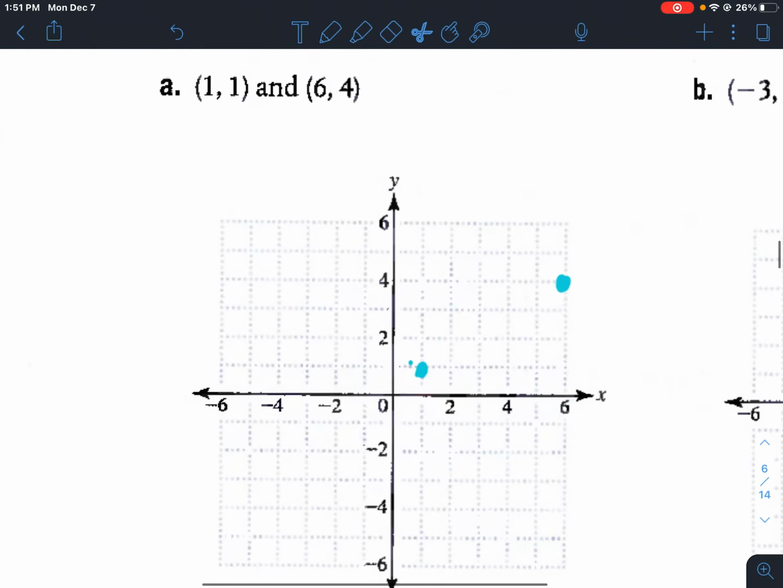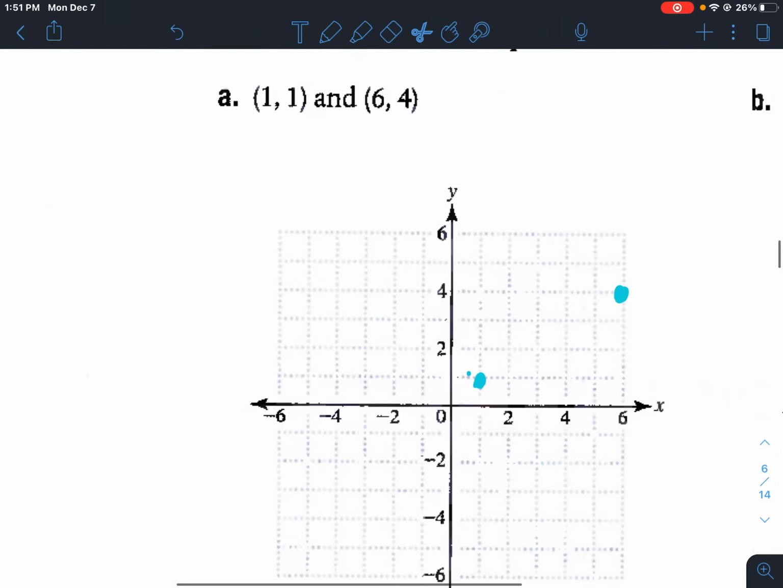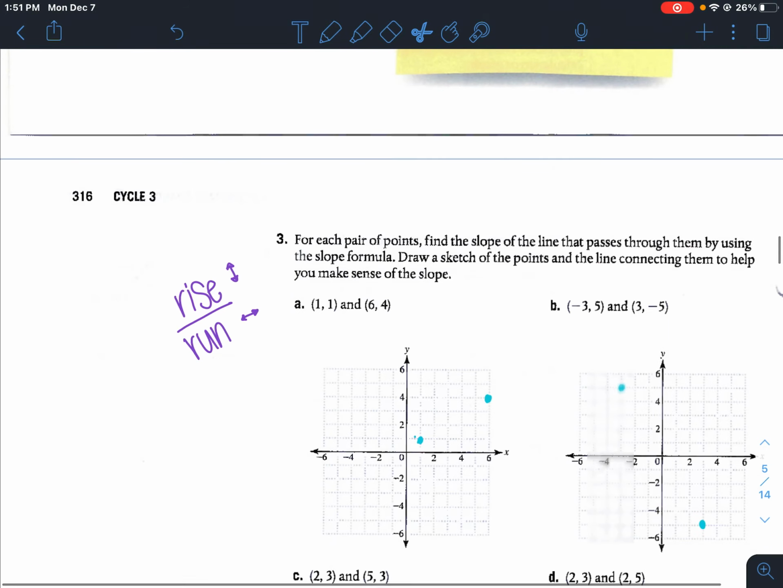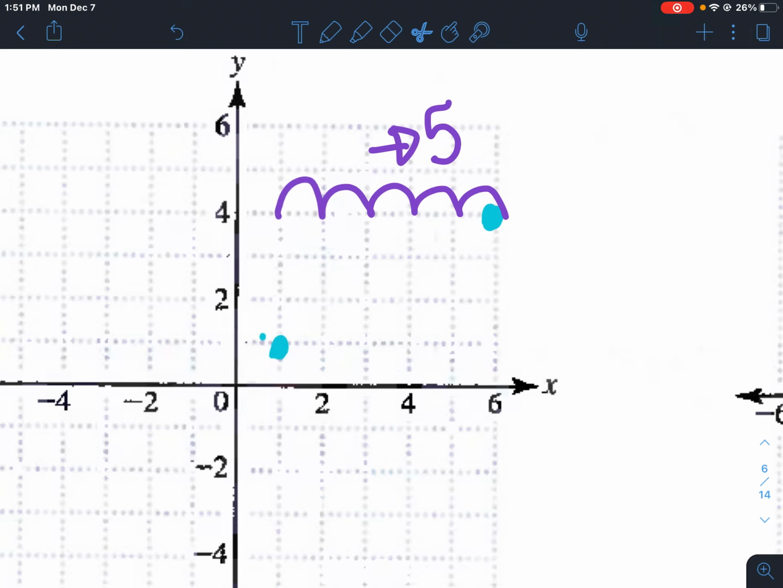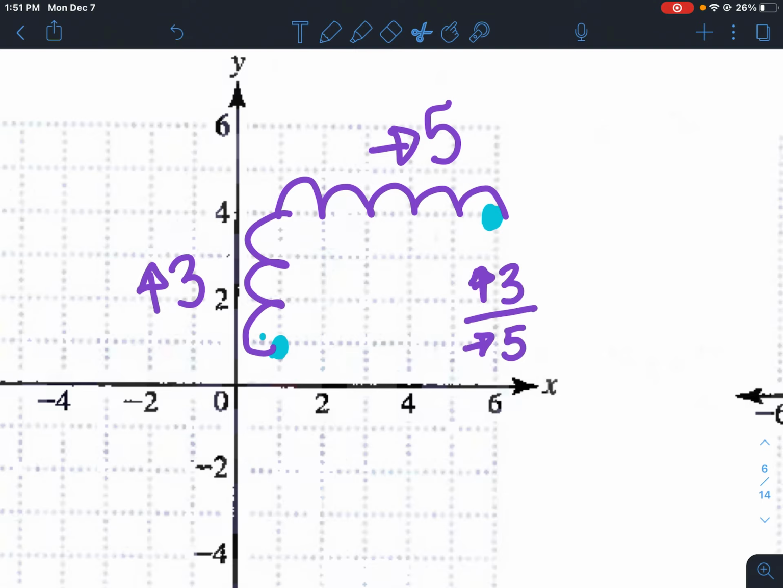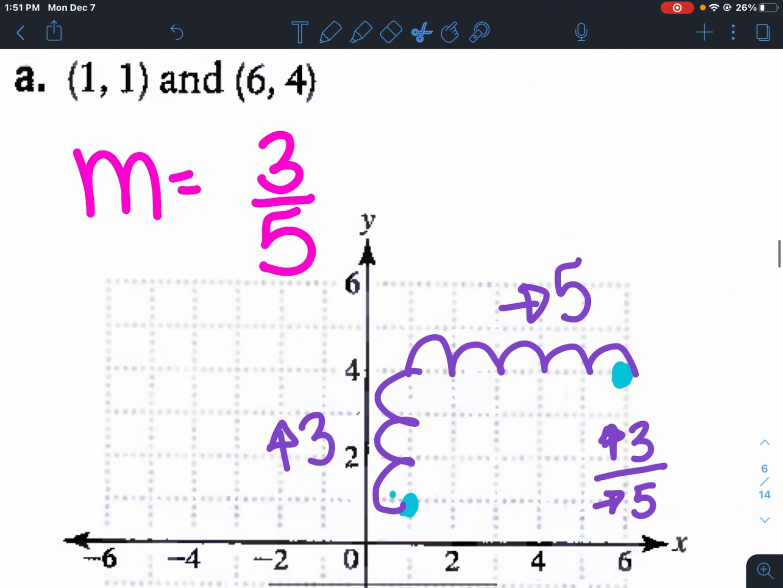So I graphed my 2 points, and then I calculated rise over run. Okay, so to get from one point to the other, I went up 3 units, and then I went to the right 5 units. So up 3, right 5 correlates to a slope of 3 over 5.